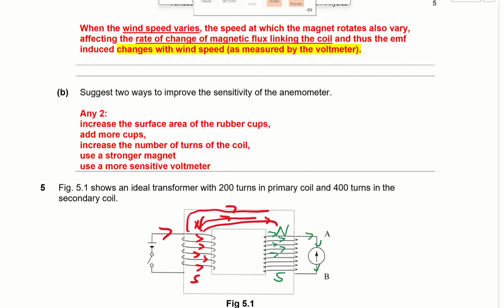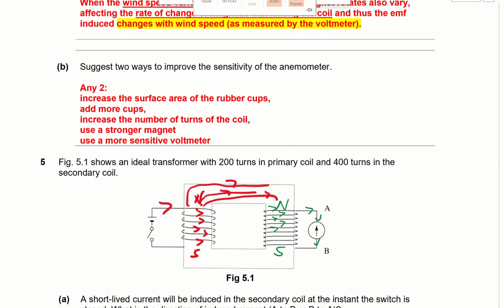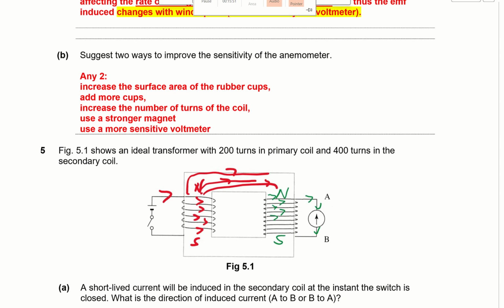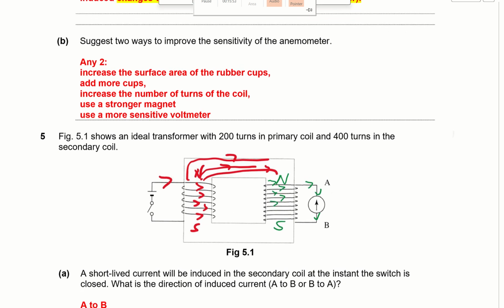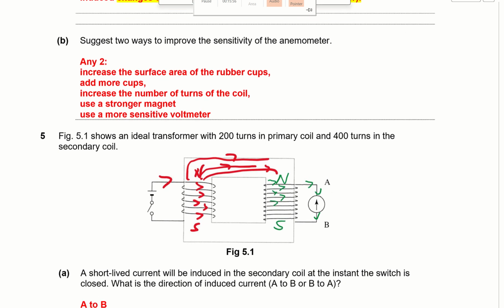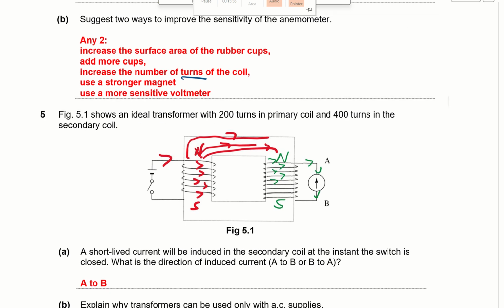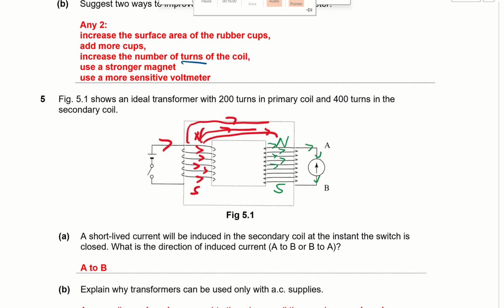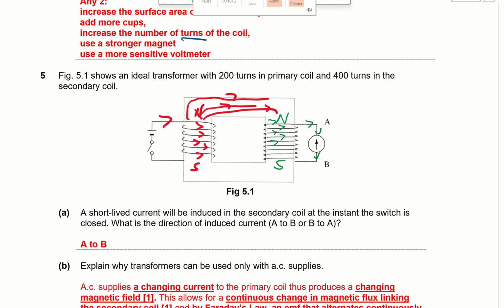Now, how do we improve the sensitivity of the anemometer? Increase the surface area of the rubber cups. More rubber cups, larger surface area, you can capture more wind. Add more cups. Increase the number of turns of the coil, right? So again, turns of the coil, not the coil. Use a stronger magnet and use a more sensitive voltmeter.